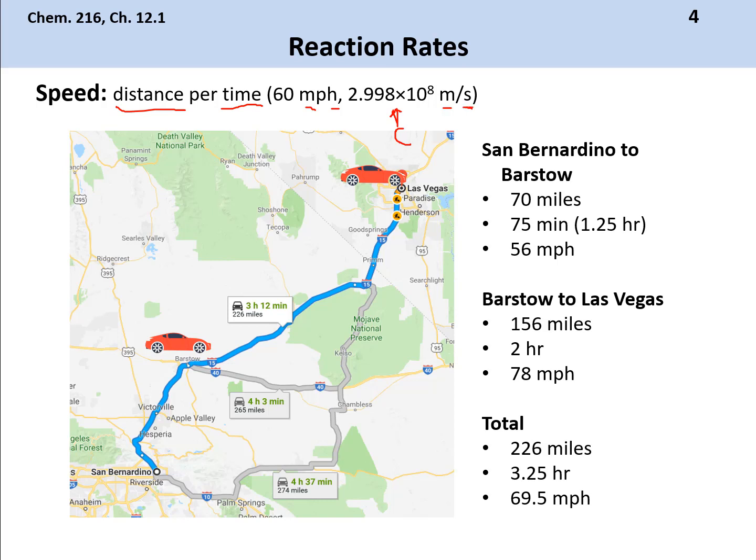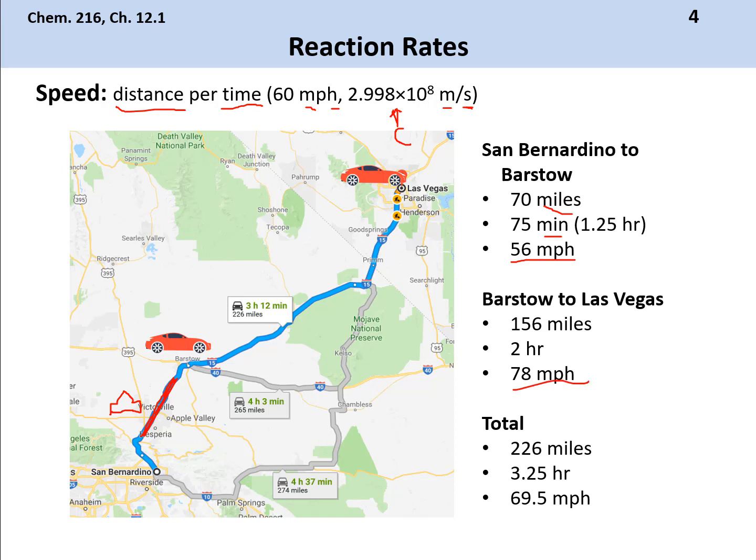And so what I can do is, let's say I'm going to drive from San Bernardino to Barstow and then eventually to Las Vegas. Right? It may be that there's a lot of traffic in this area, right? There are a lot of cars. If I were to look this up on Waze, it'd be red, right? And so I can only go those 70 miles in 75 minutes, right? So 56 miles per hour. I just do miles over minutes or over hours. And then I go from Barstow to Las Vegas. It opens up, and I go really fast, or faster, not really fast, 78 miles per hour.